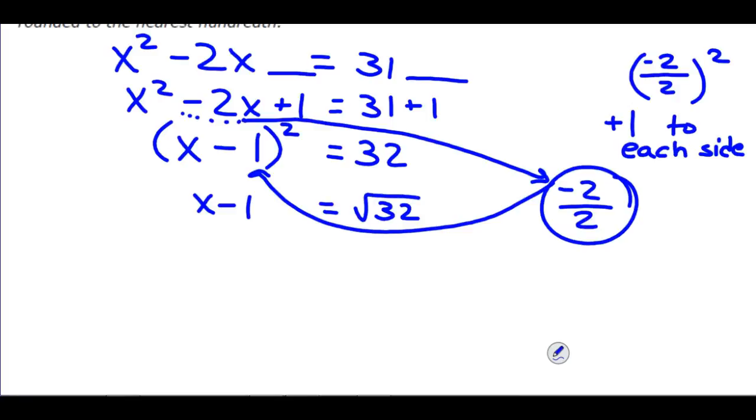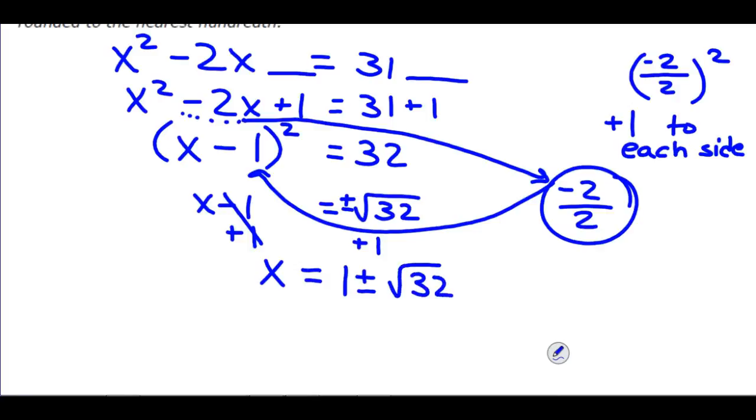And now we've got one simple step left. That is to add 1 to both sides of the equation. Adding that 1 cancels that out, and I'm left with x. On the right-hand side, I can't go up underneath this radical to add 1 there. That's why it stays outside, and I should have a plus or minus there in front of that square root. And x equals 1 plus or minus the square root of 32.